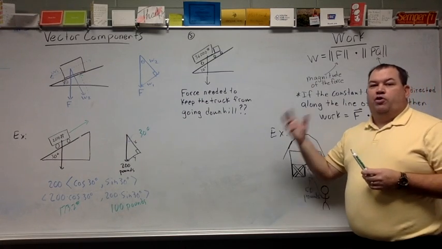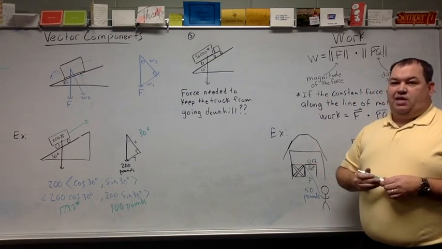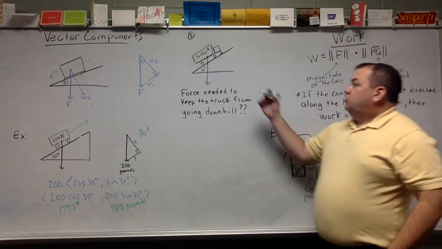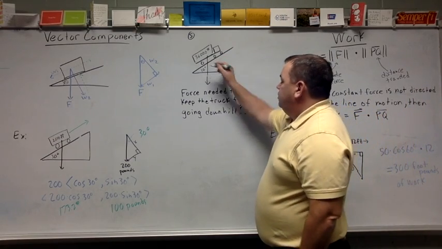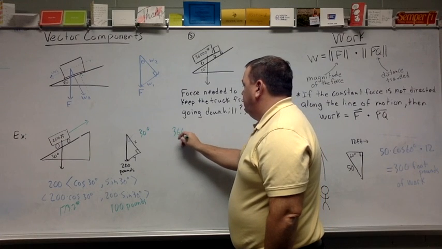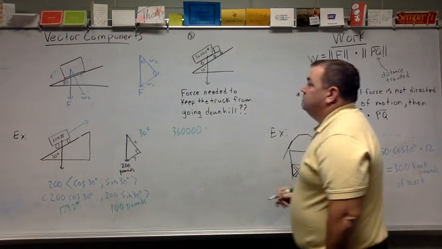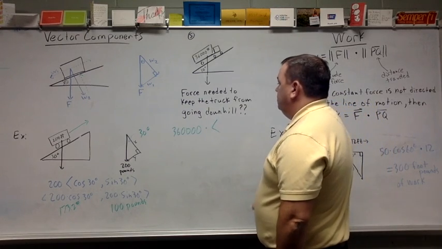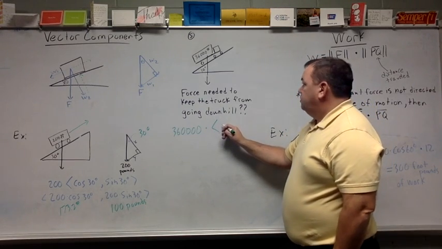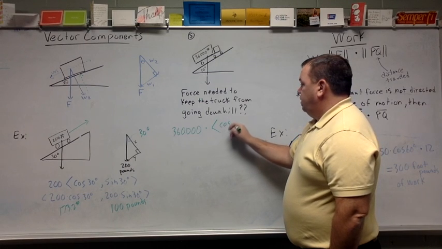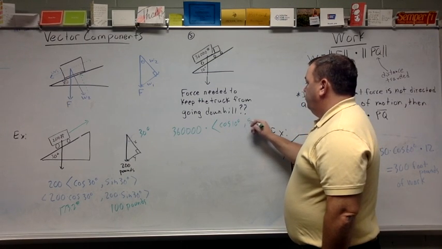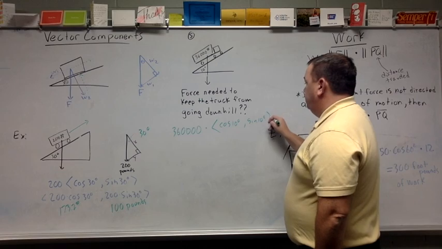We're not talking about overcoming that. We're just trying to maintain that force. So we need to calculate this right here. So we're going to take the 36,000 and we're going to multiply it by its two components. One of the components would be cosine of 10 degrees. One of them would be the sine of 10 degrees.